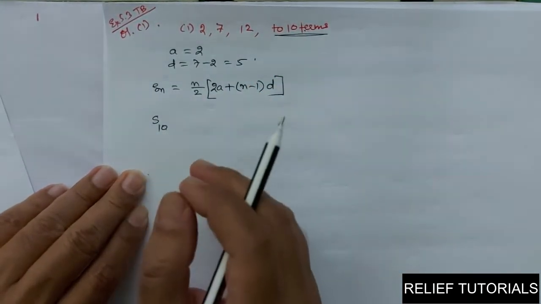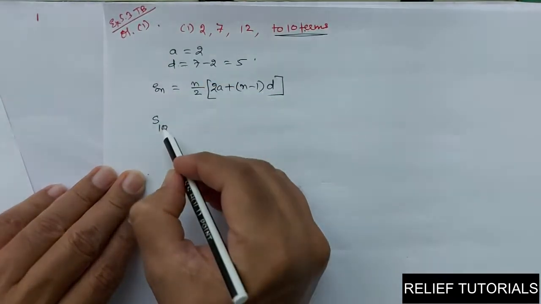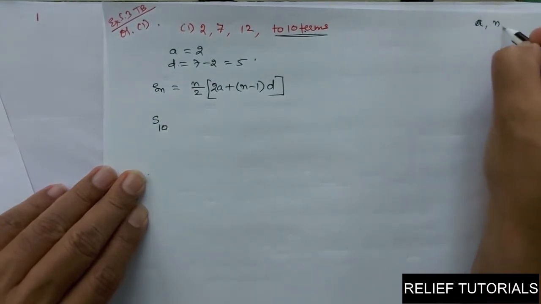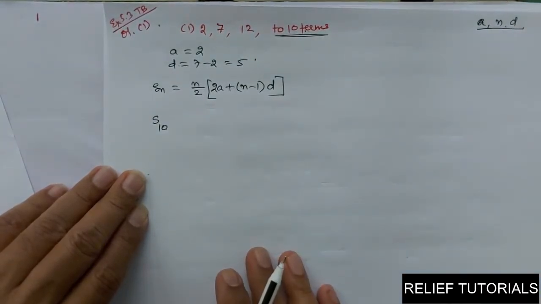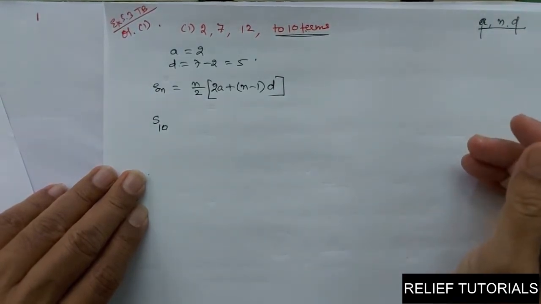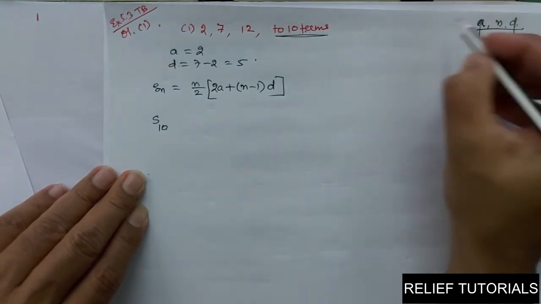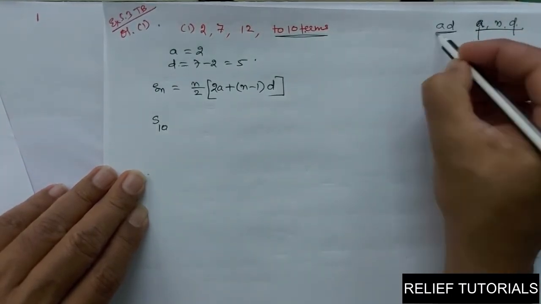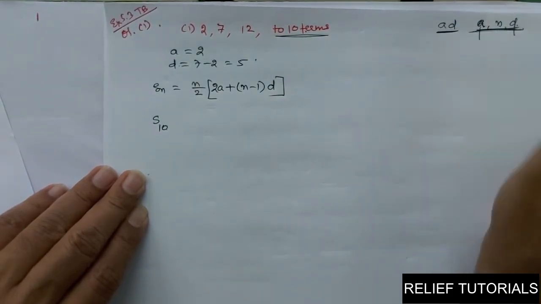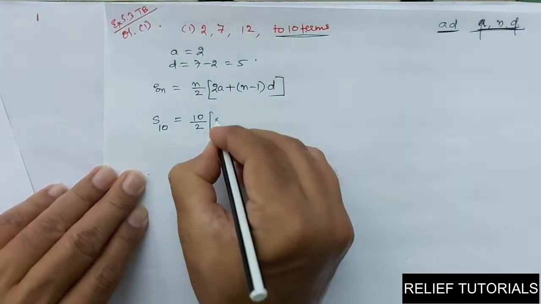So in case of sum, you require three things: the first term, difference and n, that is a, n and d. In order to find a term, you require only two things, a and d. Then you can find any term. But in order to find the sum, you require three things, a, d and n. Got it?